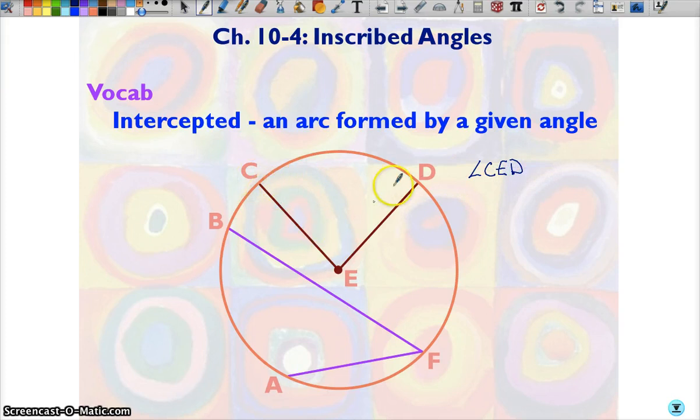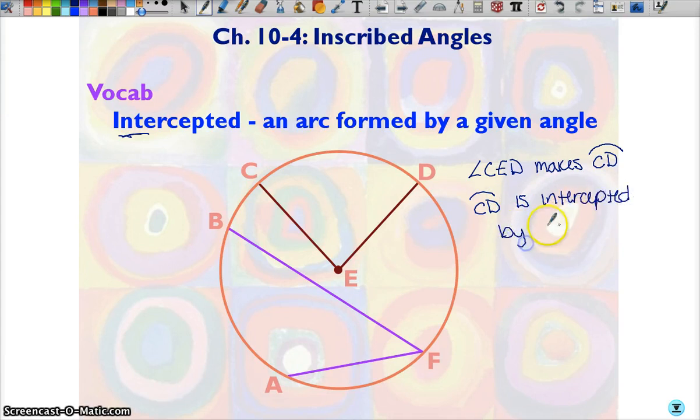okay, so angle CED, that makes what arc? Well, it makes arc CD, and remember, you draw an arc over those. Okay, so what that means, the way that you could use this vocab word intercepted, is that CD is intercepted by angle CED. Okay? Easy, right? So it just means the arc that the angle forms.